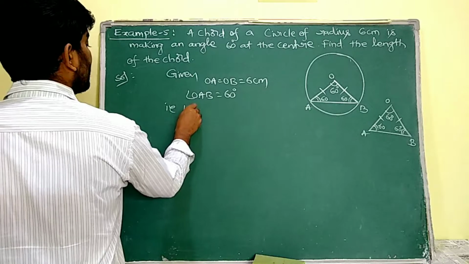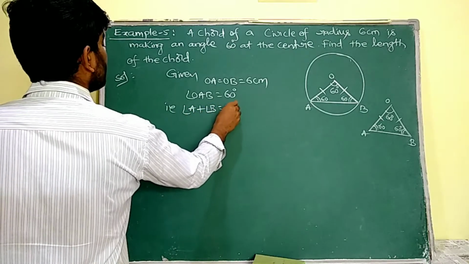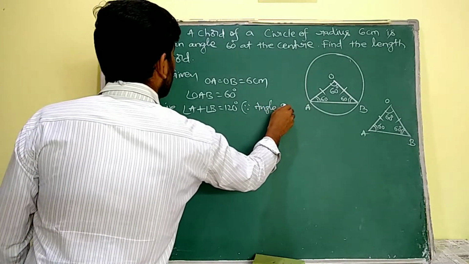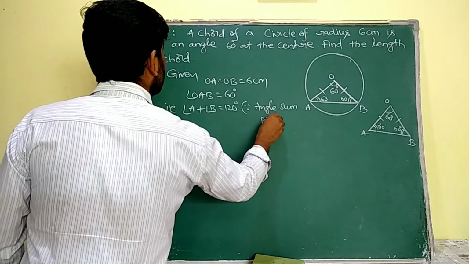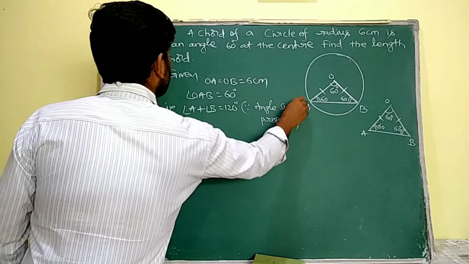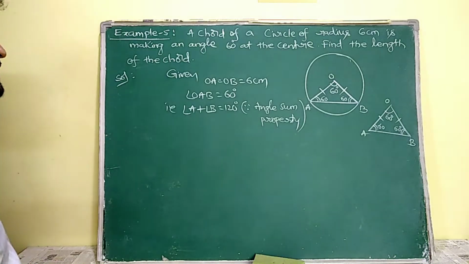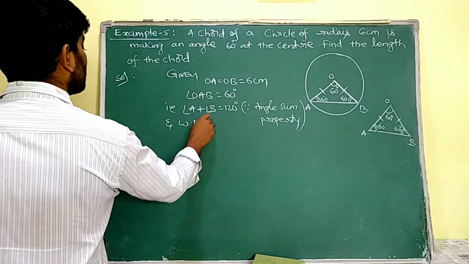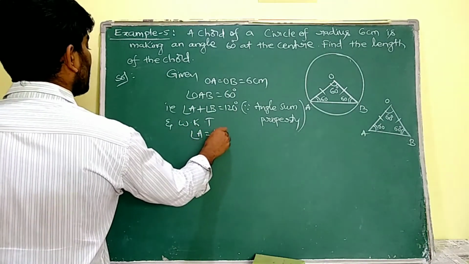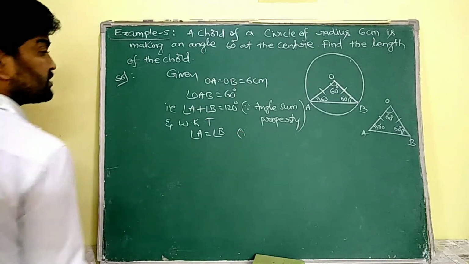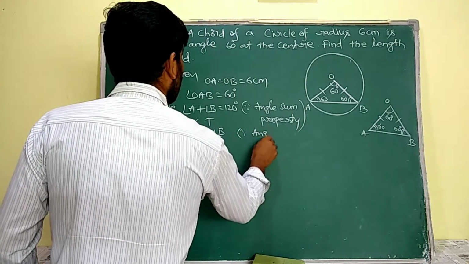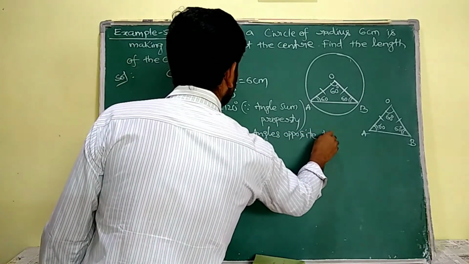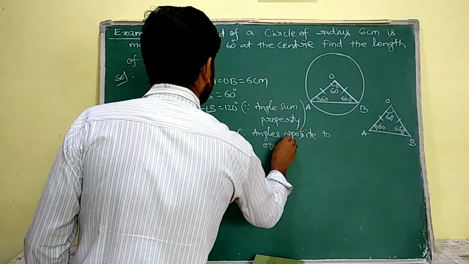That is, angle A plus angle B is equal to 120 degrees, by the angle sum property. By that angle sum property, angle A plus angle B is equal to 120 degrees. And we know that angle A is equal to angle B, since angles opposite to equal sides are equal.